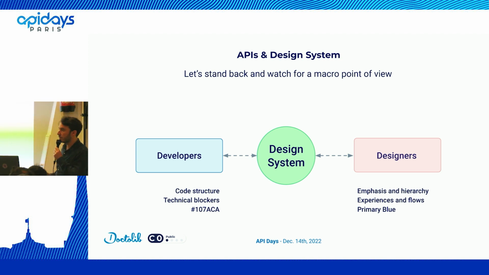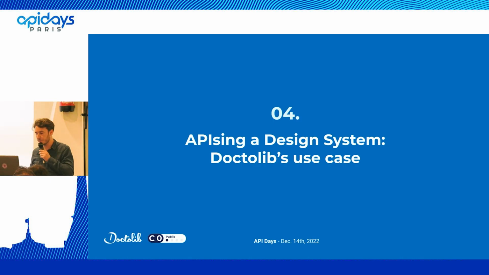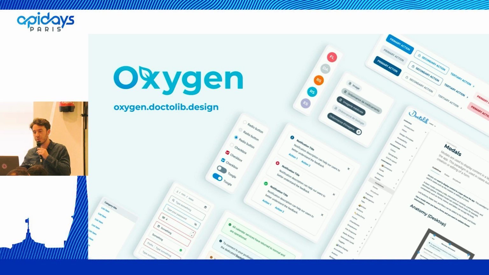And I really think this design system can help improve the relationship between developers and designers. So let me show you what we did at Doctolib and how we use APIs to improve our design system.